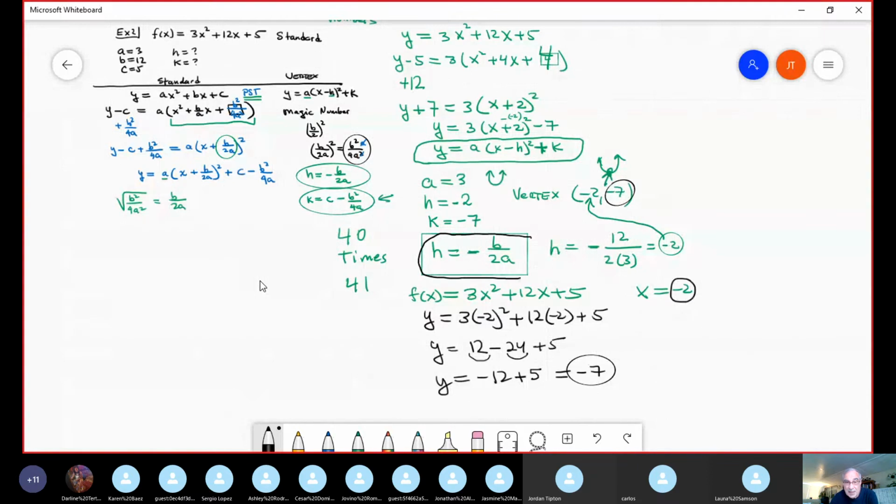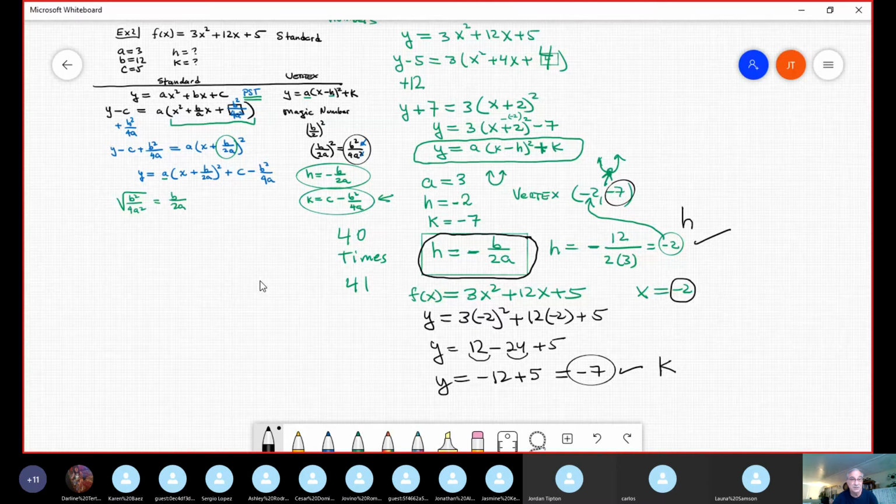You have in my hand A, B, and C. Now you compute H like minus B over 2A. The answer was -2 in this example, no? In another example, another number. I'm plugging this H, which is -2, into the function, and you get this is K. This is H. Okay? So far, the only thing we have in my hand is the vertex.